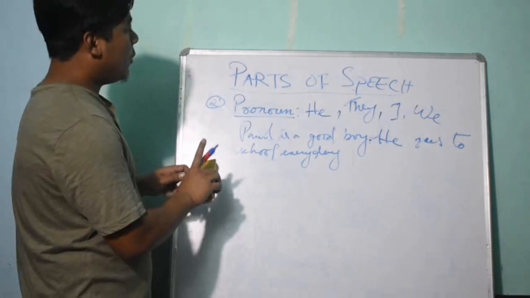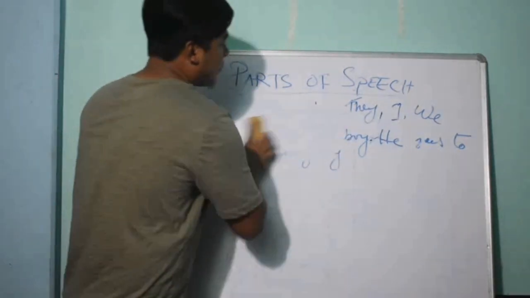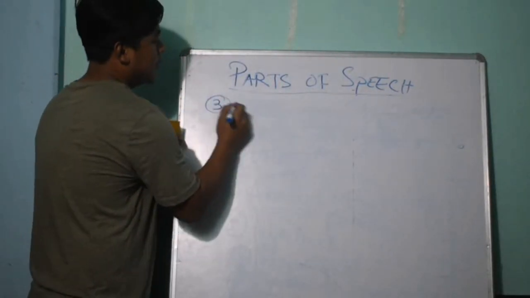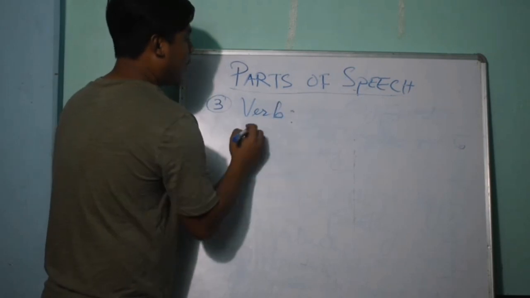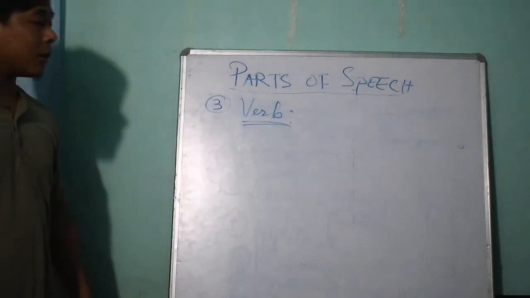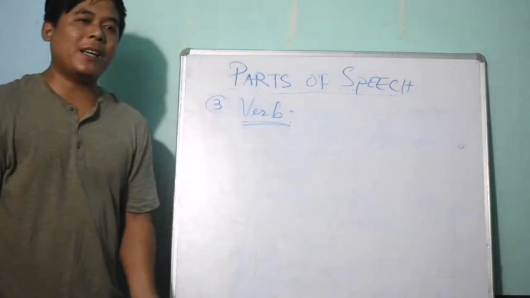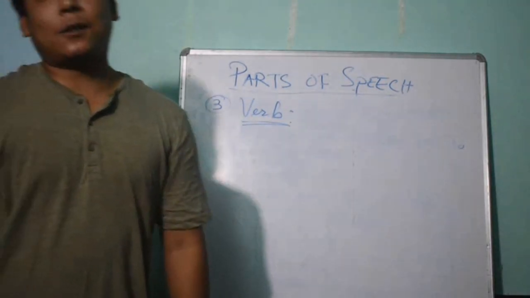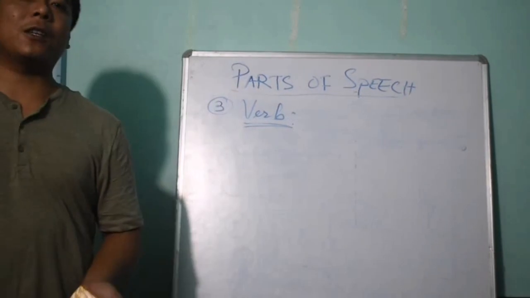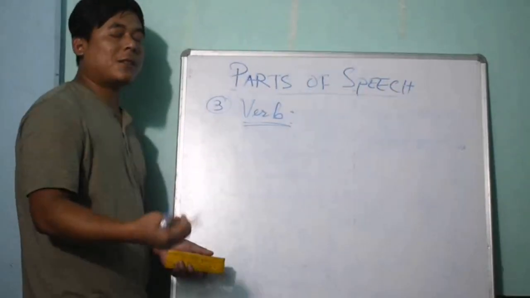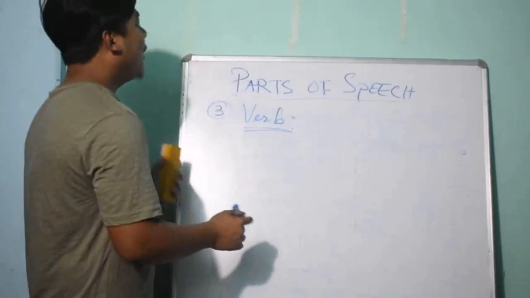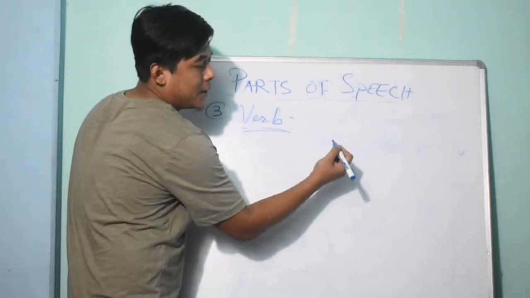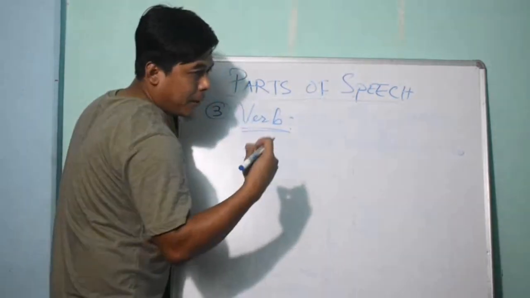We will continue with the third one. The third one will be verb. You have always heard about verb. Whenever the word verb is mentioned, the thing that comes first to your mind is action, action, action. It's the same with me. Whenever teachers, when I was your age, mentioned the word verb, the first thing that came to my mind is action. So verbs are those words that describe action.